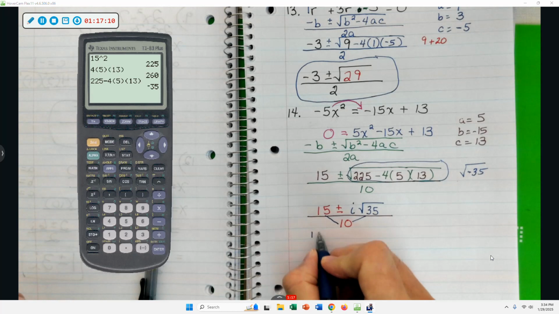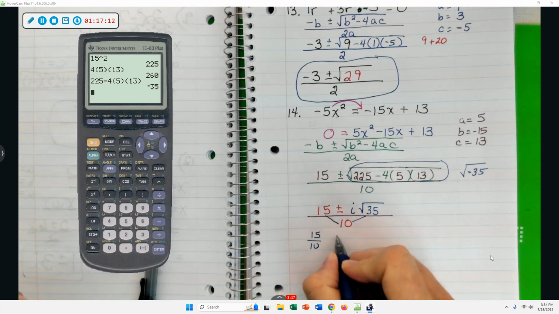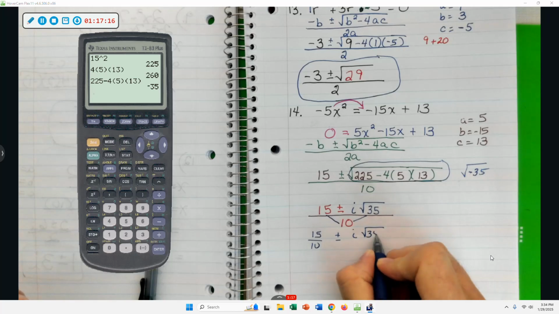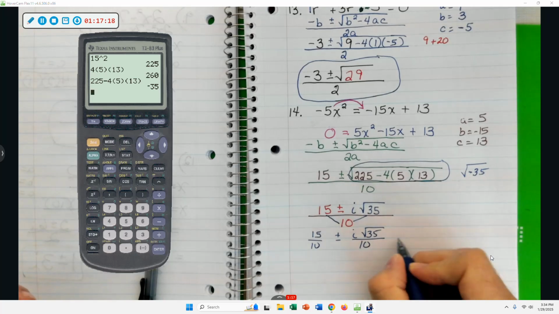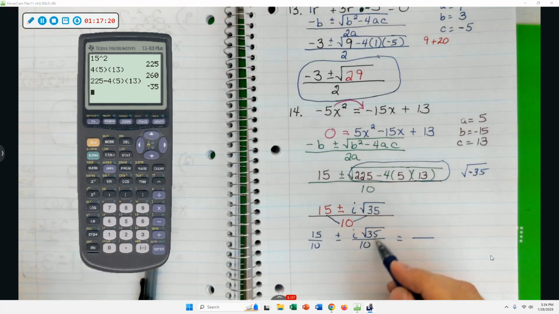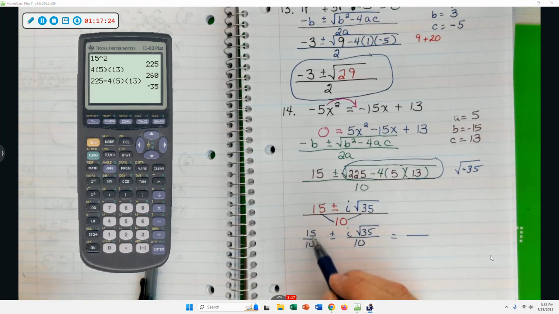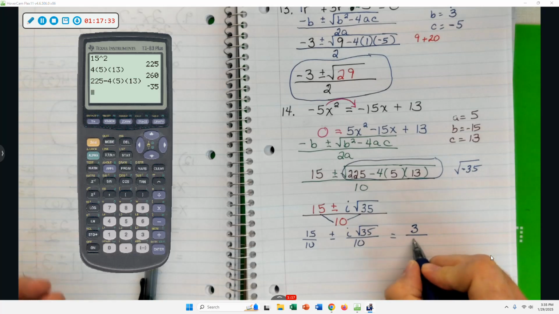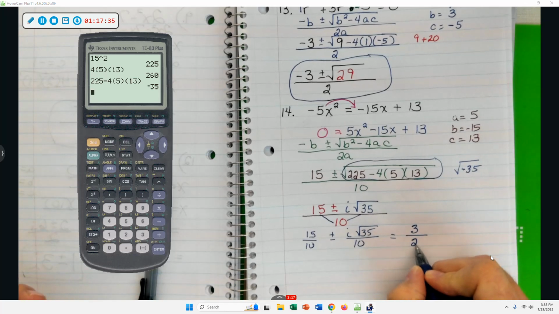So we have 15 over 10 plus or minus I square root of 35 over 10. Don't let it trick you and think you can do something with the 35 and the 10. You can't. But what about the 15 over 10? What can I divide both of those numbers by? 5. So we'd have 15 divided by 5, 3 on top and what on the bottom? 2.